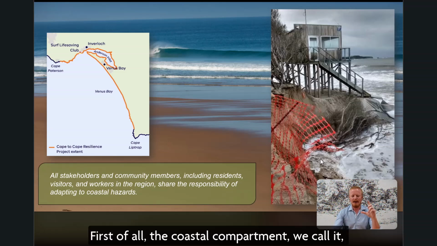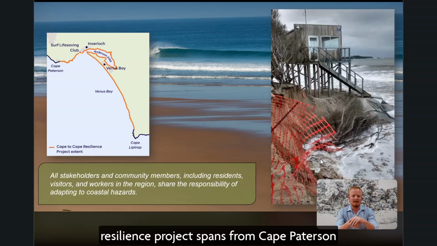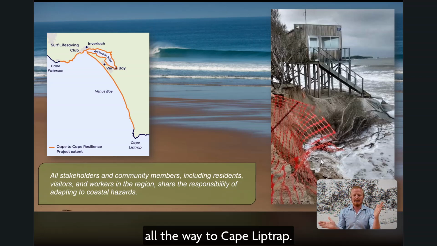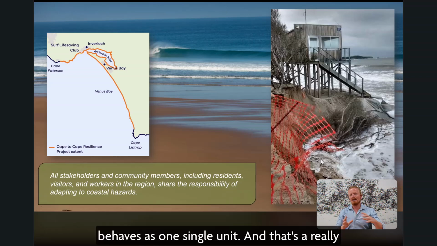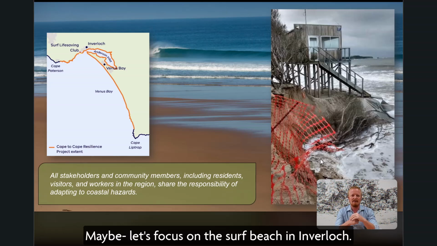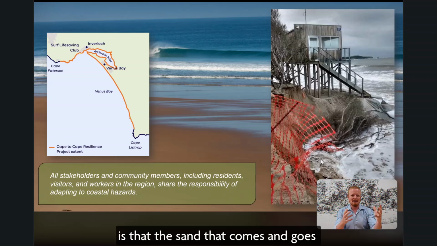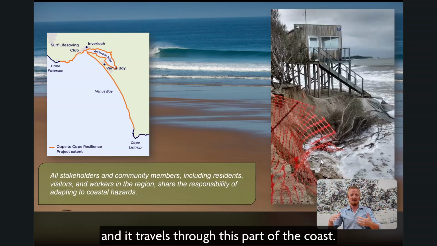First of all, though, the coastal compartment, we call it, the span of interest for this Cape to Cape Resilience project spans from Cape Patterson all the way to Cape Liptrap. And that's deliberate, because this patch of coast behaves as one single unit. That's a really interesting thing to get your head around in the first instance, because whilst we know and love specific spots, maybe let's focus on the surf beach in Inverloch, what the science tells us when we study this area is that the sand that comes and goes from that beach travels through this part of the coast.